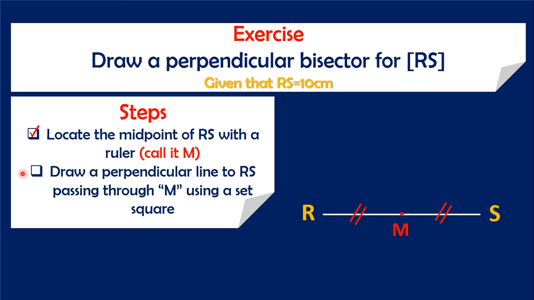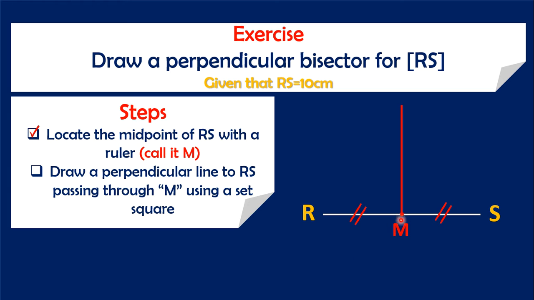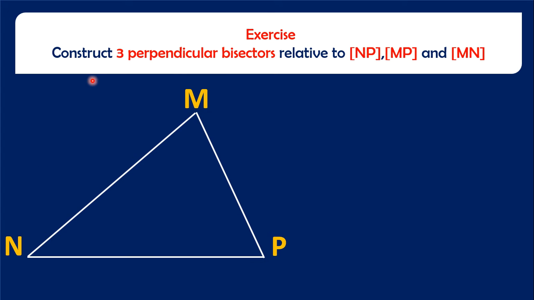Now let's see our second step. We have to draw a perpendicular line to RS passing through M using a set square. So we bring a set square and we draw a perpendicular line using a pencil. We notice that this perpendicular line passes through M, the midpoint of RS. So our second step is finished. Now let's do another exercise. We have to construct three perpendicular bisectors relative to the sides of triangle MNP.